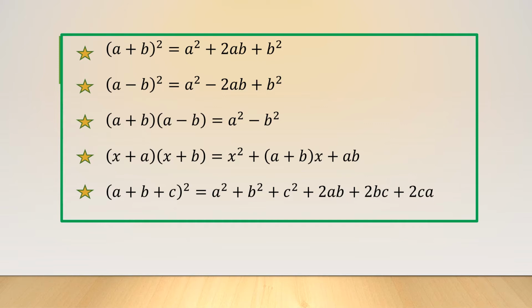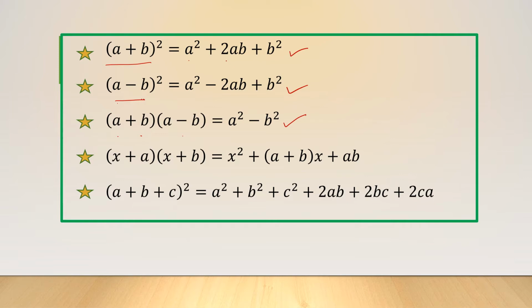These are the 5 algebraic identities which you have done in your previous class. The first identity is (a plus b) whole square, which is equal to a square plus 2ab plus b square. Second identity is (a minus b) whole square, which is equal to a square minus 2ab plus b square. Third is (a plus b)(a minus b), which is equal to a square minus b square.